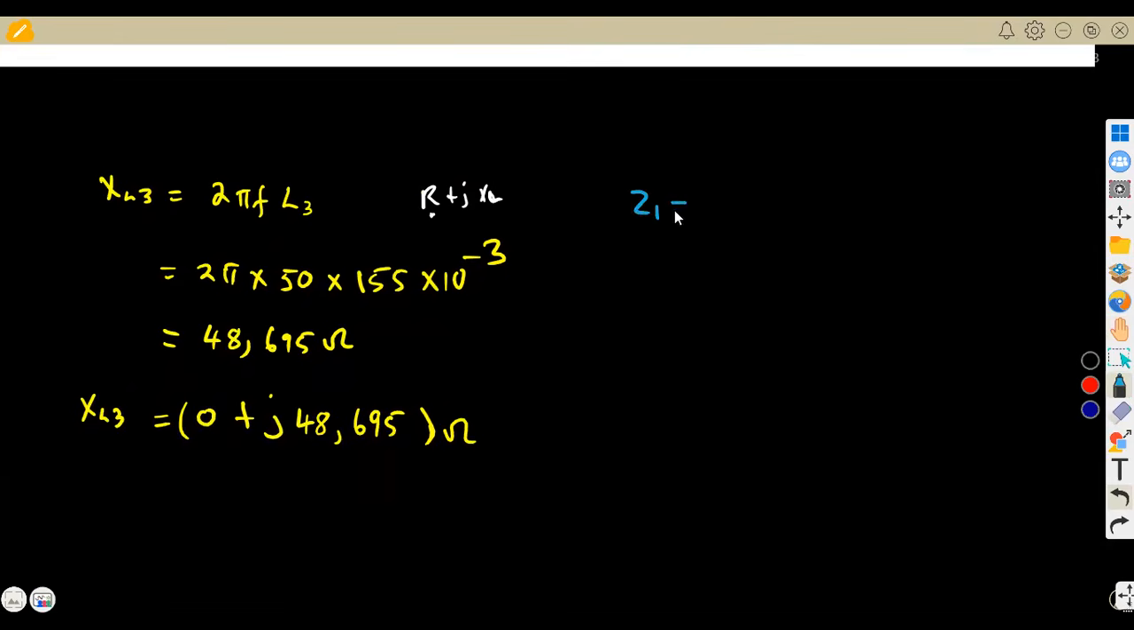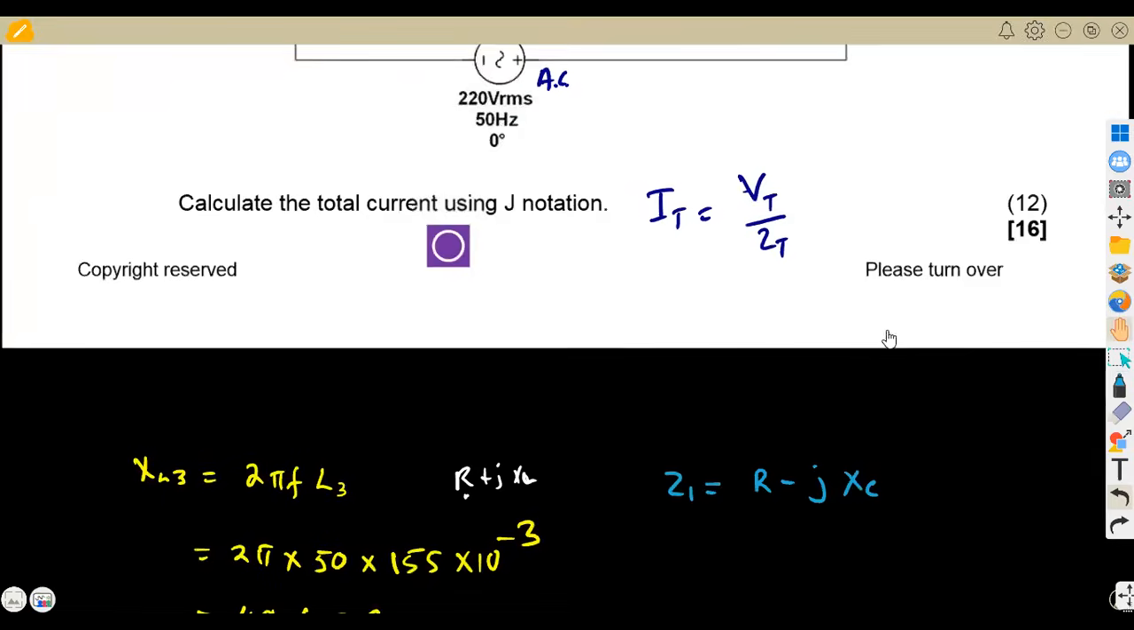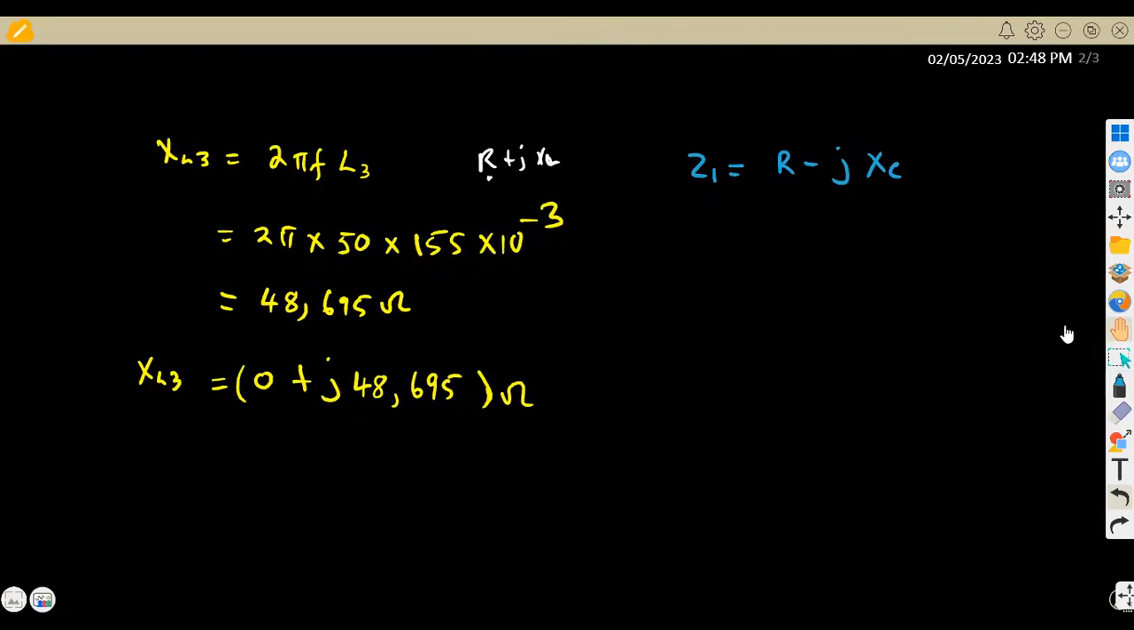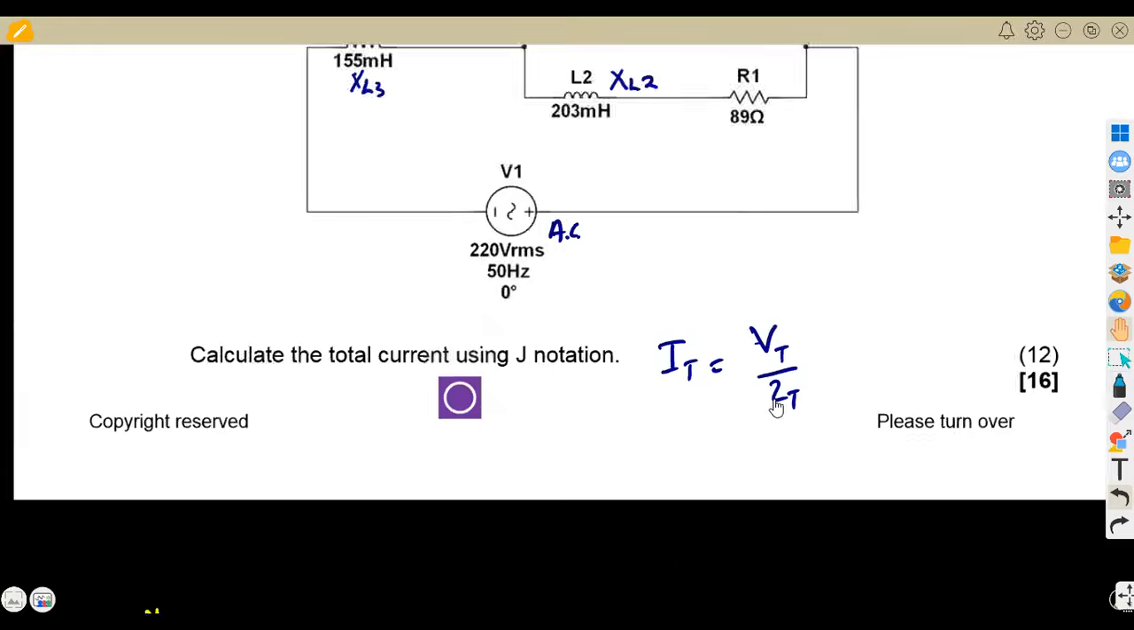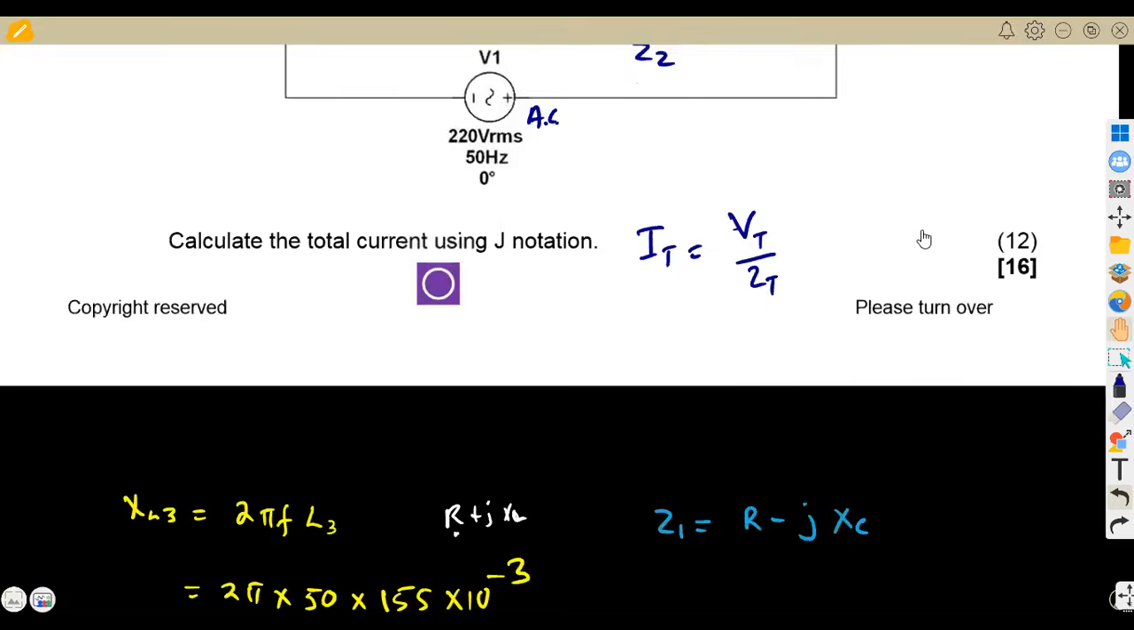So our Z1 in this case is R minus JXC, where XC is for that capacitor, capacitor 1. We can write it as XC1 if you want, or you can just write it as XC. You can even leave it like that, it's fine. According to the diagram, we are not given that this is the first impedance, so you can indicate it on your diagram, and here you've got your second impedance.